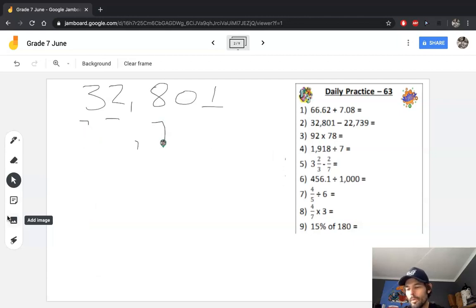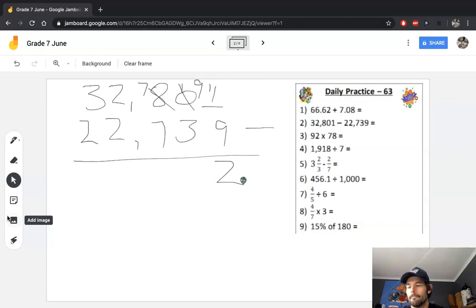Okay, so when we subtract in a column method, we know that we need to borrow when our numbers are not big enough. So we have 11 minus 9 is equal to 2. We have 9 minus 3 is equal to 6. 7 minus 7 is 0. 2 minus 2 is 0. And 3 minus 2 is 1.